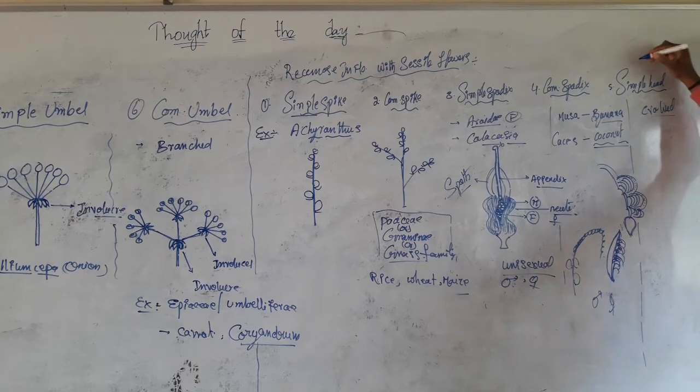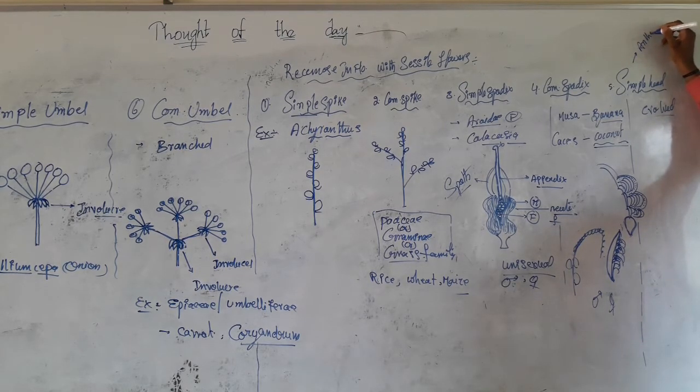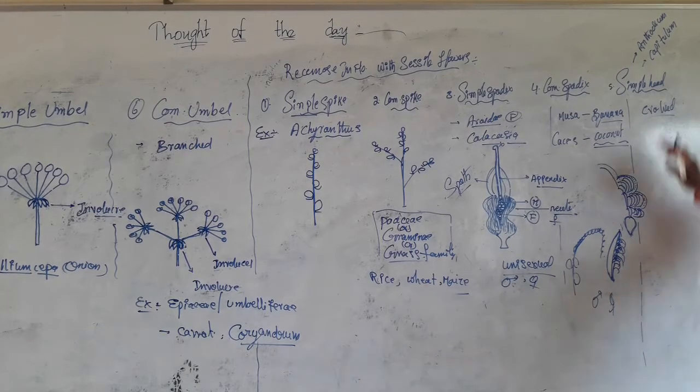And in simpler terms, this is also called Anthodium. It is also called Capitulum, also called simple head. Simple head, Anthodium, Capitulum. Generally, this is one of the most advanced inflorescences among the racemose types.